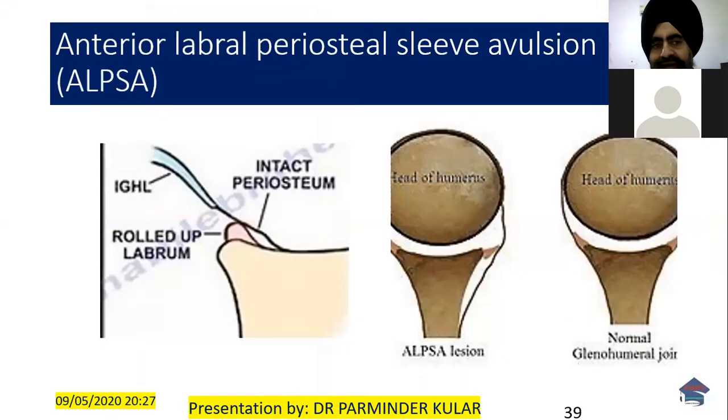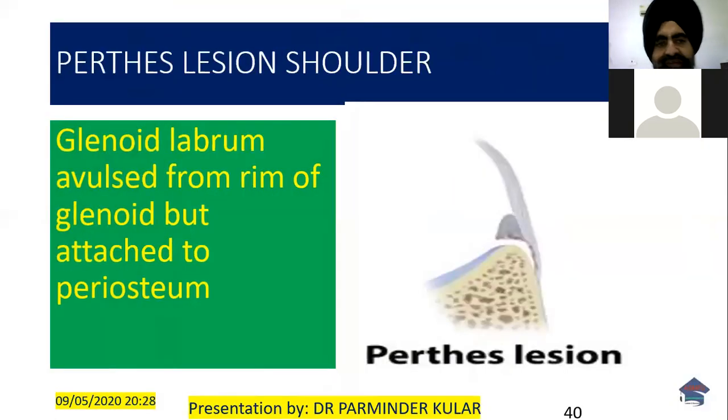Another lesion is the ALPSA lesion, commonly called the ALPSA lesion. So what it is: anterior labral periosteal sleeve avulsion. The periosteum has stripped away from the scapula on the anterior side. And the last is the Perthes lesion. A piece of the bone has been avulsed from the rim of the glenoid, but it is still attached to the capsule.